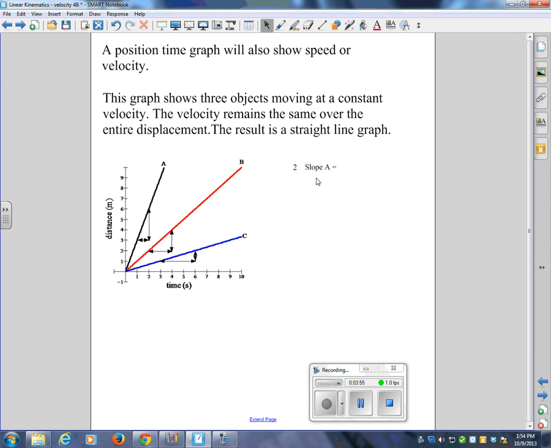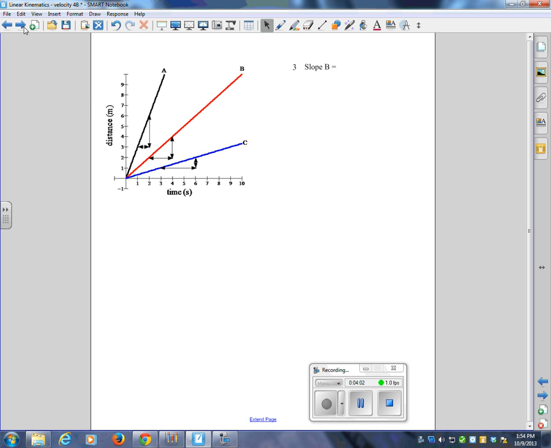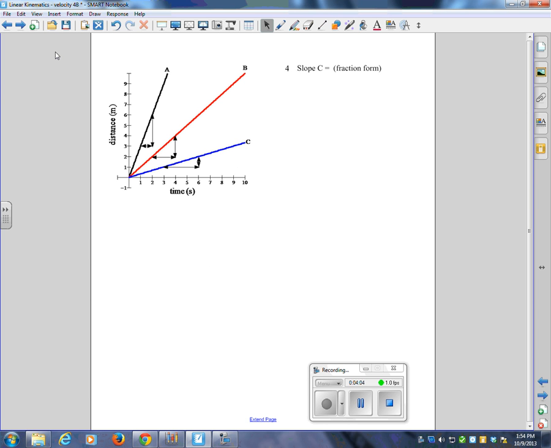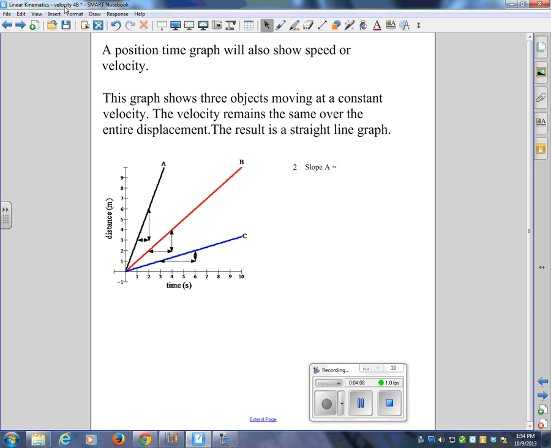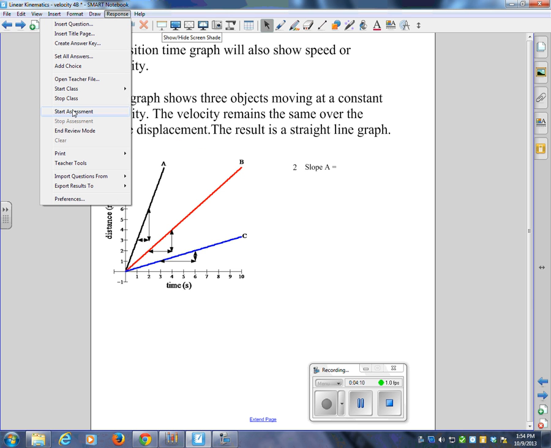So what I want you to do is, now this is that graph right there, right? You've got it. I need you to figure out the slope of A, the slope of B, and the slope of C, and I think I have to do each one individually. Okay, so go ahead and do slope A. It's question number 2. While I talk to Mr. Thacker here for a second.